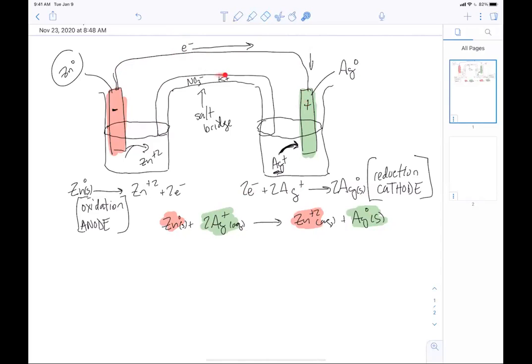So what the hell does the salt bridge do? The salt bridge is just there to keep the charges balanced. So as, let's say, silver over here deposits onto the silver electrode, naturally we don't just have silver plus in there, we have something else. We have nitrate over here. So you might have nitrate over here.